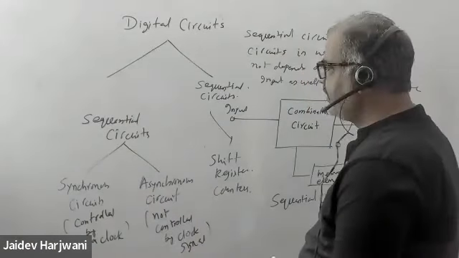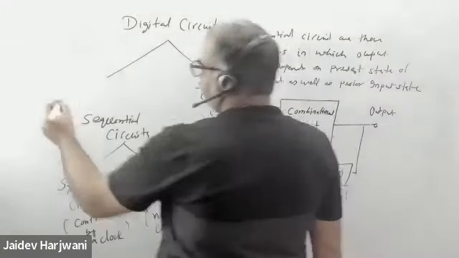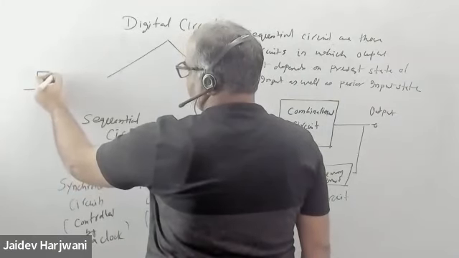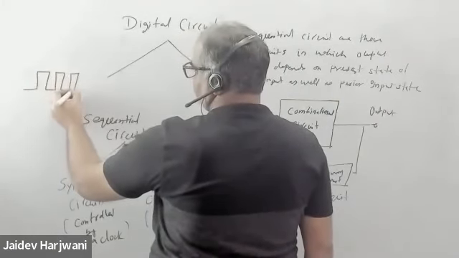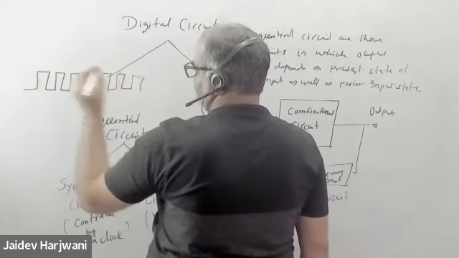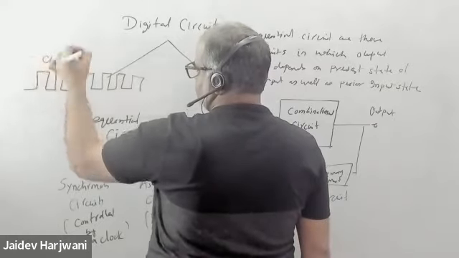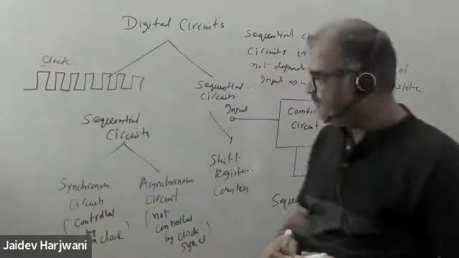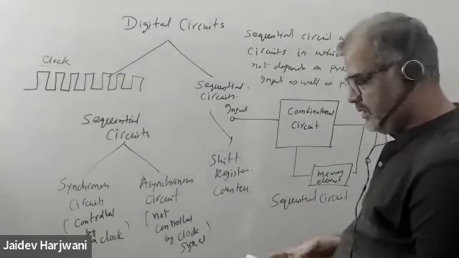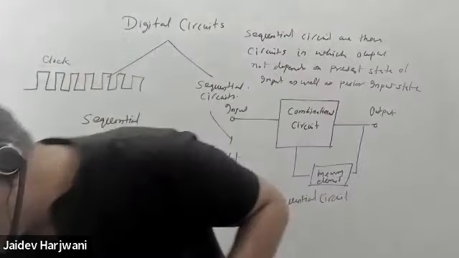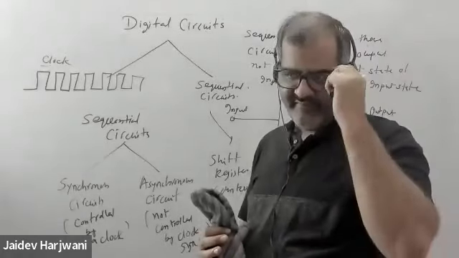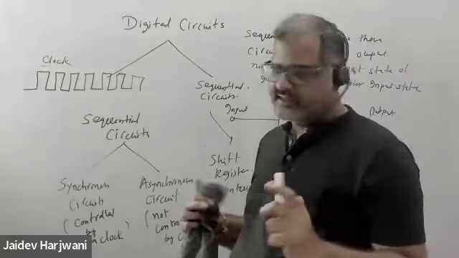Now what do you mean by clock? A clock is just a continuous train of narrow pulses of signal. These narrow pulses make your clock. We'll talk about this clock again. So this is the classification. Now in this part we are going to discuss flip-flops, latches, counters and registers.